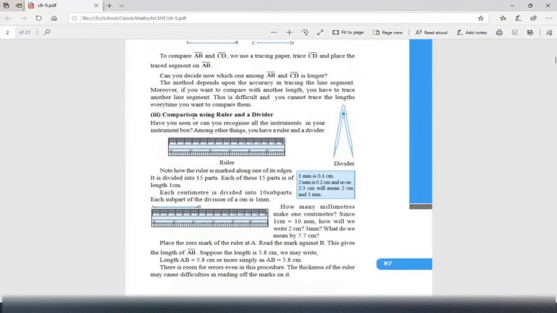Now the third one is comparison using a ruler and a divider. 0 to 1 is 10 millimeters. See, 10 smaller lines are there in your scale. So one smaller line is 1 millimeter. So 10 here, 20, 30, 40, 50, 60, 70 plus 7. So 7.7 centimeters is 77 millimeters. Correct, so multiplied by 10. Big to small, multiply.